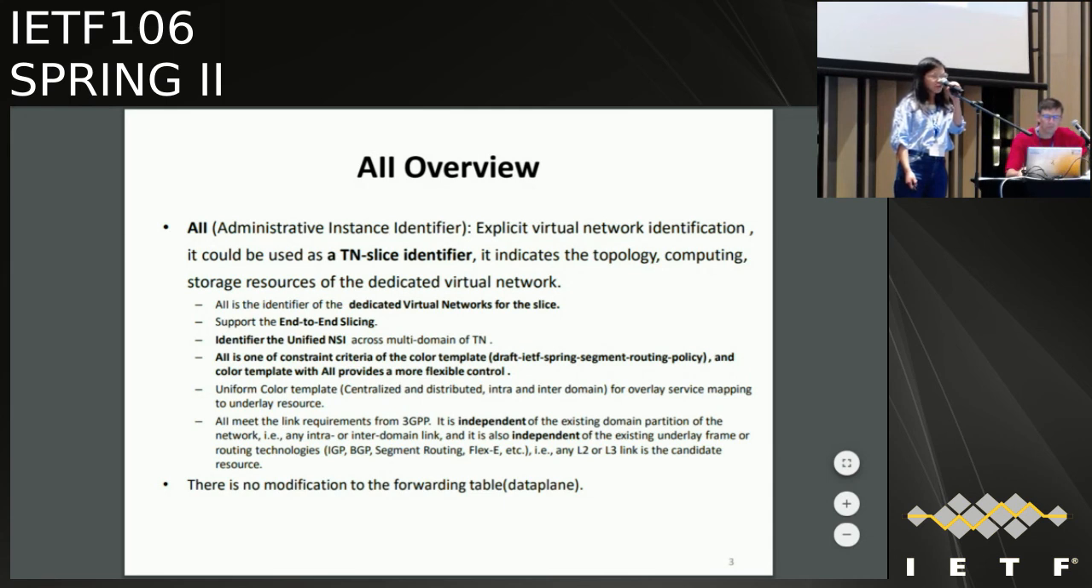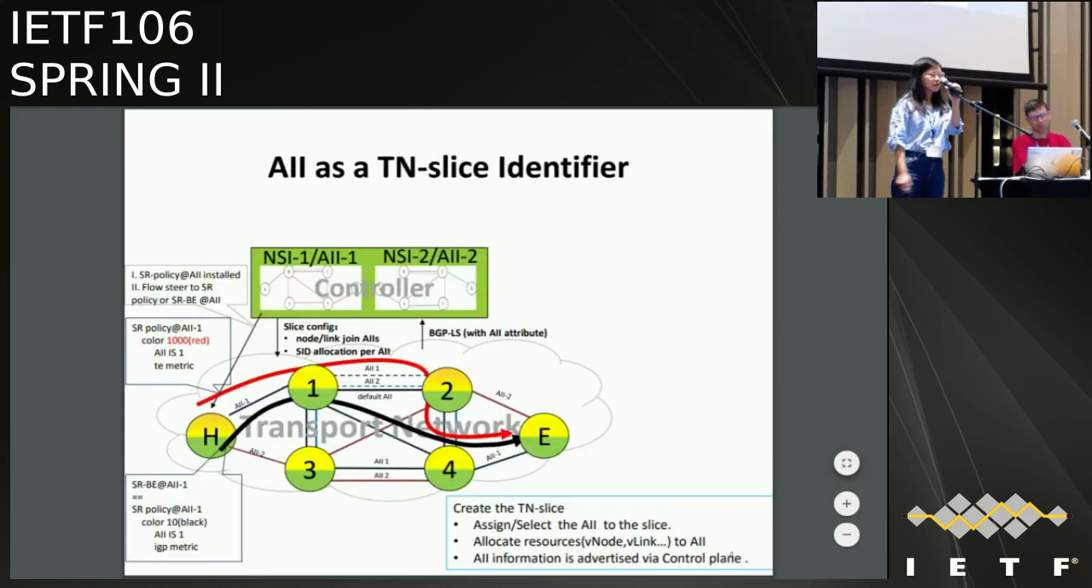AII is one of the constraint criteria of the color template, and the color template with AII provides more flexible control. It is independent of the existing domain pattern. In order to distinguish the forwarding behavior, the prefix will be allocated to AII, so there is no modification to the forwarding plane. Here is the example of this solution.